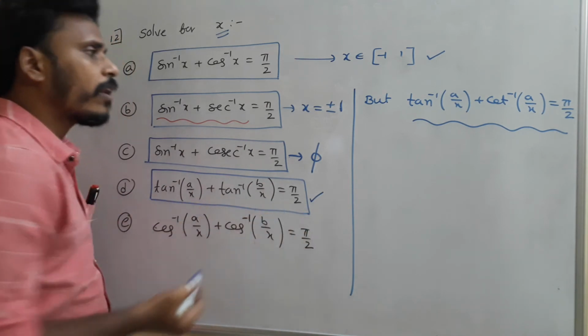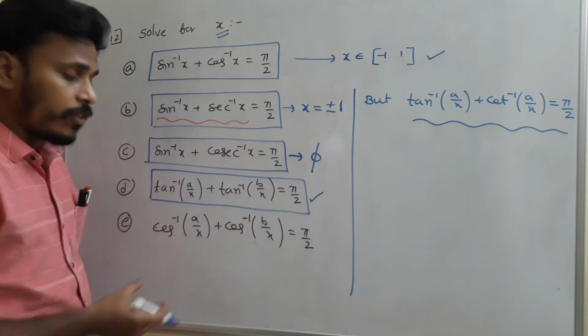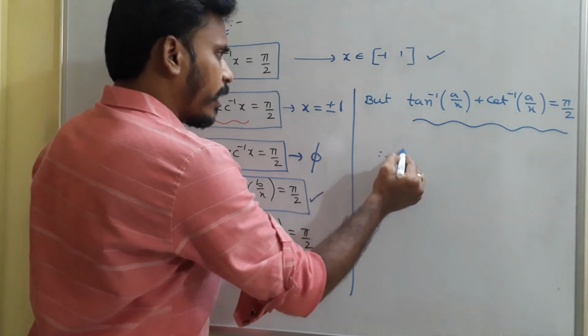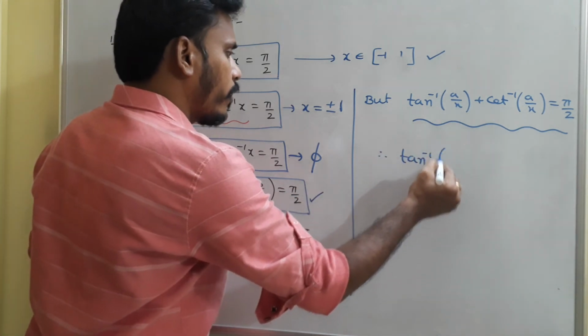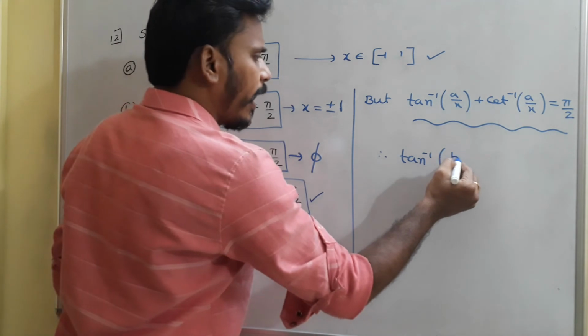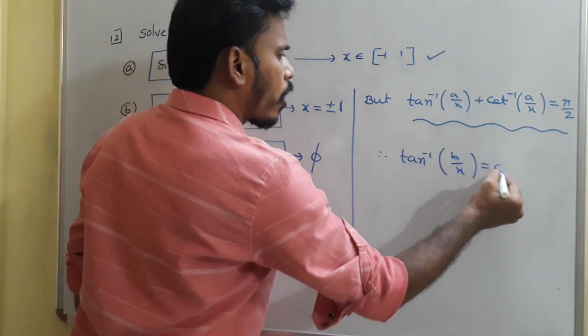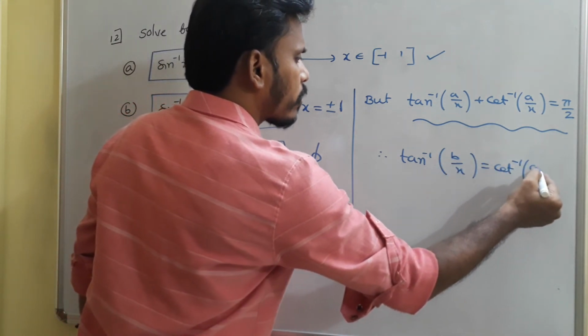You just try to compare this with the given statement. When you compare these two, it is very clear that tan inverse of the second term, b by x, is equal to cot inverse of a by x. These two are equal.